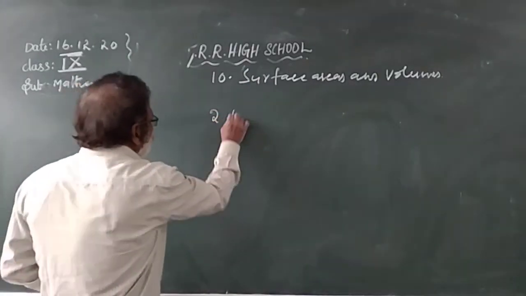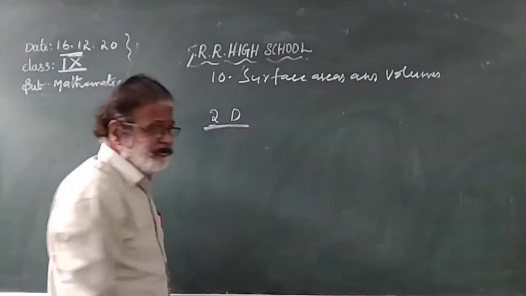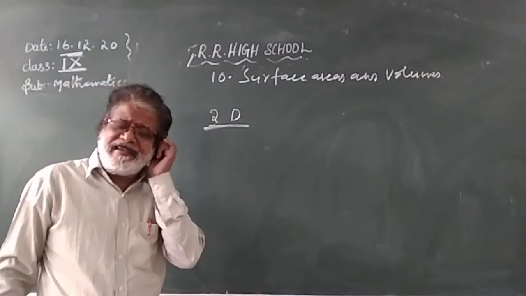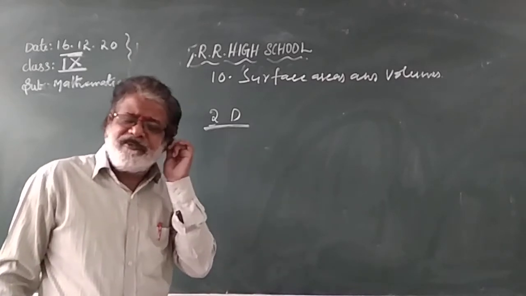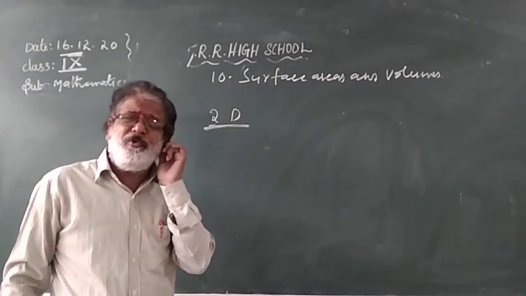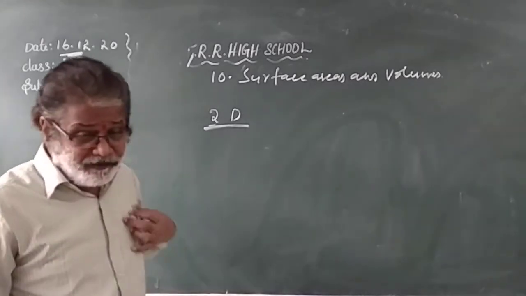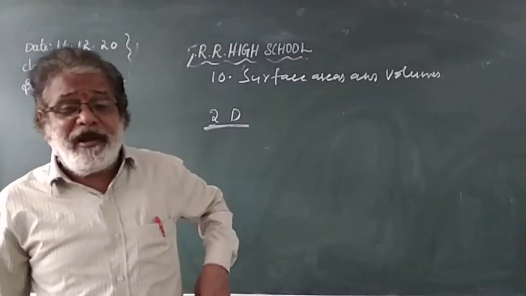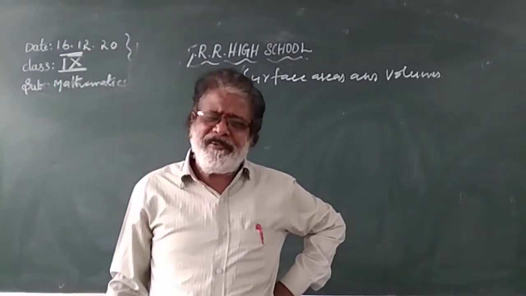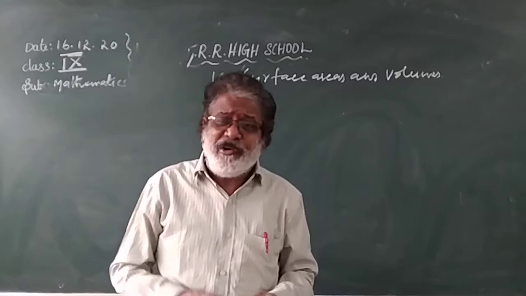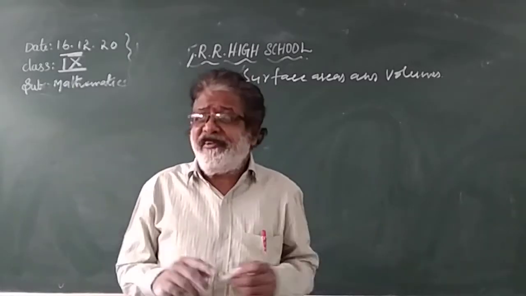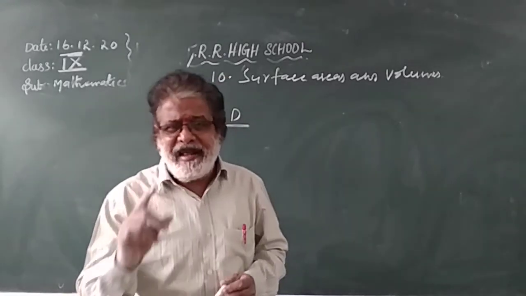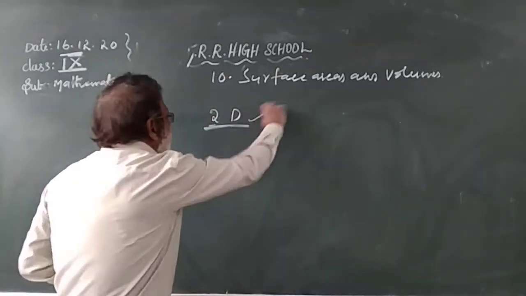What are 2D objects? 2D objects are triangle, rectangle, square. 2D means two-dimensional objects. Two dimensions means having two measurements. So the geometrical figures which have length and breadth are called 2D objects.